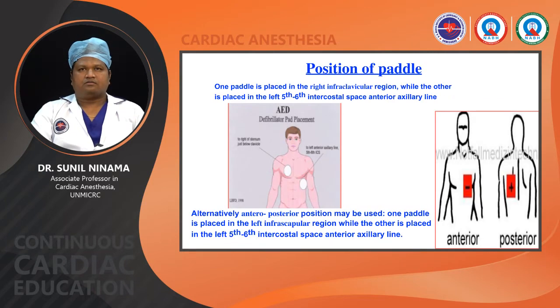Defibrillation is giving a therapeutic dose of electrical energy to the affected heart with a device called a defibrillator. That is the basic idea. This is how you position the paddles for giving defibrillation. One paddle is placed in the right infraclavicular region, while the other is placed in the left fifth and sixth intercostal space in the anterior axillary line. Alternatively, the anterior-posterior position may be used, in which one paddle is placed in the left infrascapular region, while the other is placed in the left fifth or sixth intercostal space in the anterior axillary line.